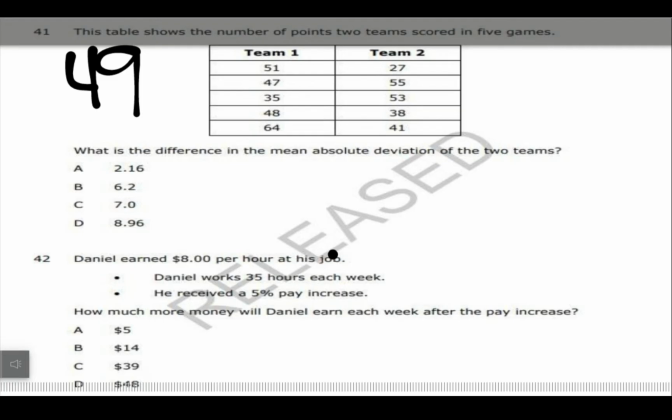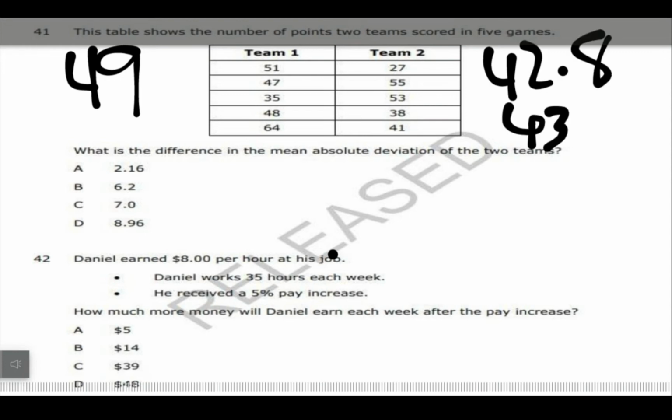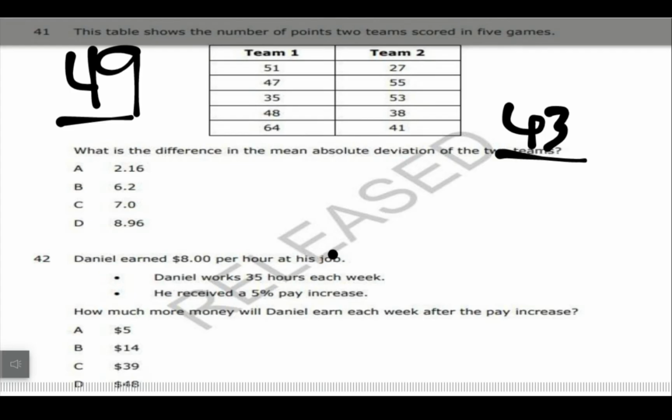I'm going to do the same thing for team 2: 27 plus 55 plus 53 plus 38 plus 41. It's 214 divided by 5. That's 42.8, and we're going to round that to 43. So remember, for MAD, you can always round it to the nearest whole number. Now the second step is to take these mean numbers and subtract it from each number in the set. So let's do team 1 first.